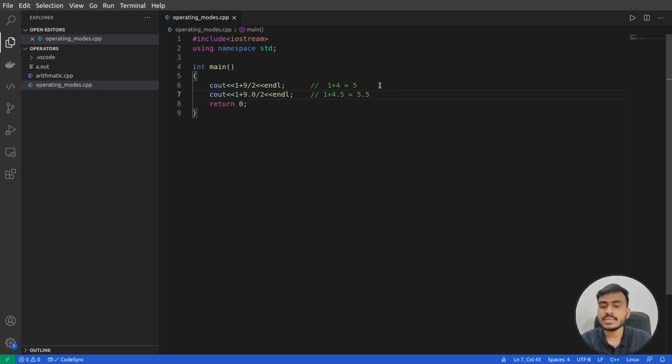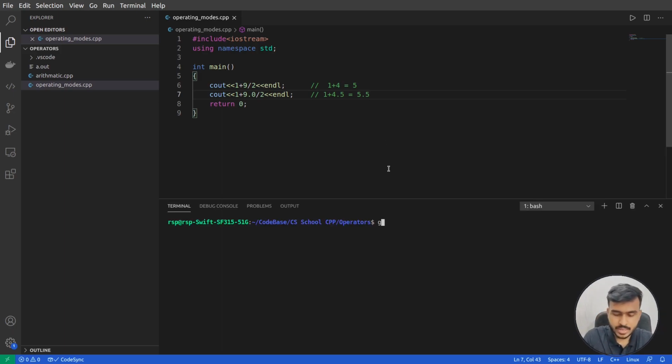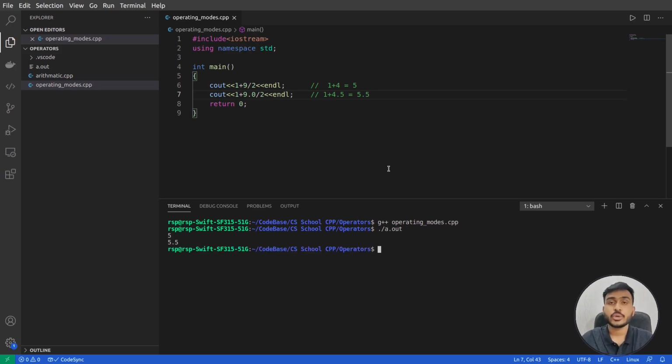Okay, now let's quickly verify our answers. Are these answers correct or not? For that, let me quickly compile the code. I'll write g++, and the name of my file is operatingmodes.cpp. Let's compile this file, and yes, it has got compiled. Let's quickly execute it. You can see for the first cout statement we are getting output as 5, and for the second cout statement we are getting output as 5.5.